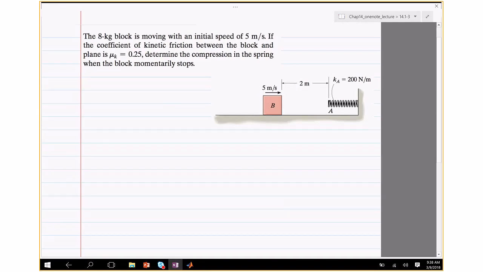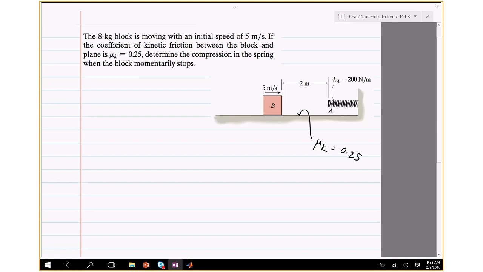Okay, next question. The 8 kilogram block B is moving with an initial speed of 5 meters per second. If the coefficient of kinetic friction between the block and plane is 0.25, so this plane is not frictionless, it has a coefficient of 0.25. Determine the compression in the spring when the block momentarily stops.